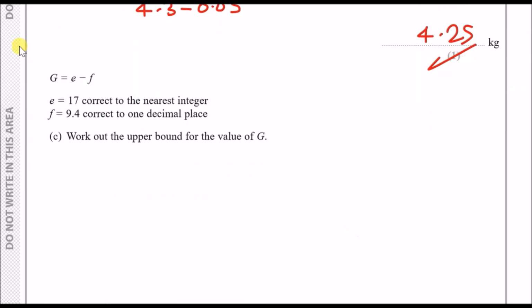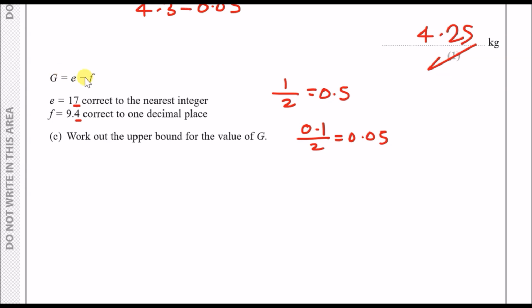Now for the next bit, it says g equals e minus f. Now 17 has been rounded to the nearest integer, meaning we look at the very last figure, which is a 1, and we know that half of 1 is 0.5, and 9.4 has been rounded to 1 decimal place. Again, you look at the last figure, which is tenth, so that's 0.1, and you half that and you get 0.05. Okay, work out the upper bound for the value of g.